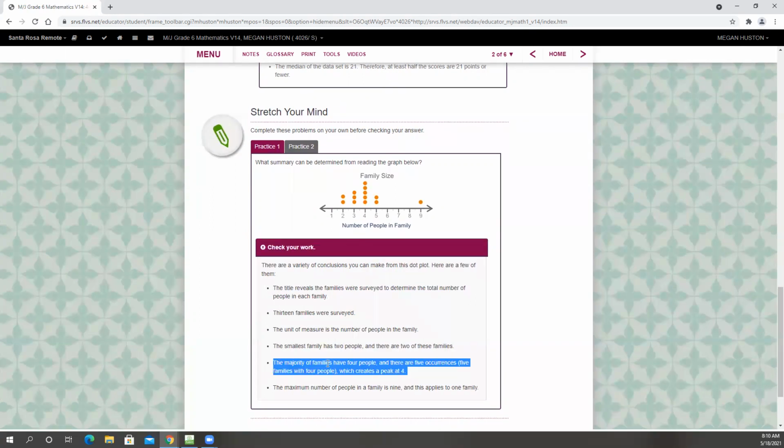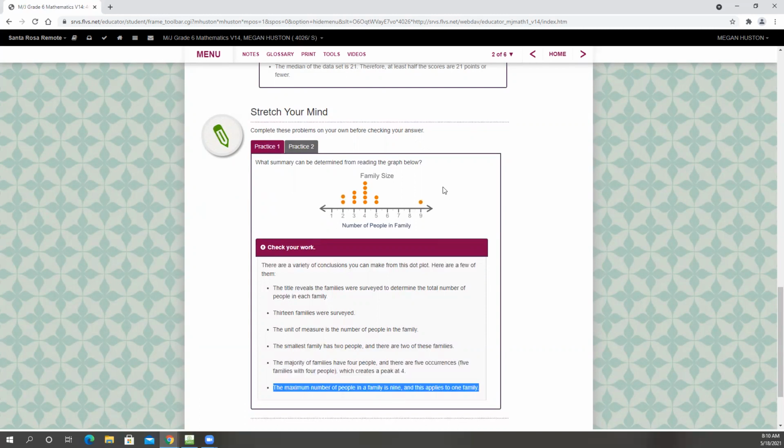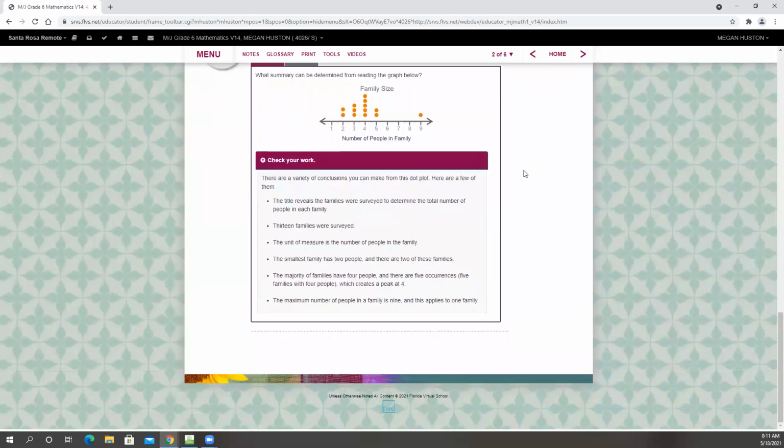The majority of families have 4 people, and there are 5 occurrences there. So 5 families with 4 people, which creates a peak. A peak is something that is very high. So there's a peak at 4, and the maximum number of people in a family is 9. And there's only one family that has 9 people. So you can make all those observations at once, or maybe you only made 2 or 3 of them, and that's okay. So I'm going to go ahead and move on.